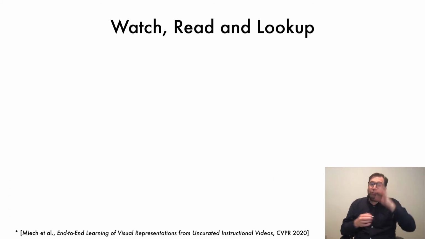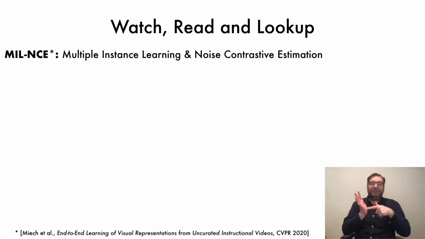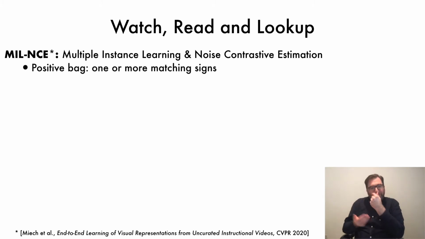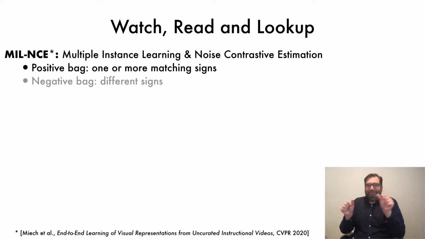In order to learn such a joint embedding space, we make use of the principles of multiple instance learning and noise contrastive estimation, whereby we collect potentially matching signs into a positive bag and encourage high similarity to 1 or more samples in this bag, and minimize the similarity between different signs, which we refer to as a negative bag.